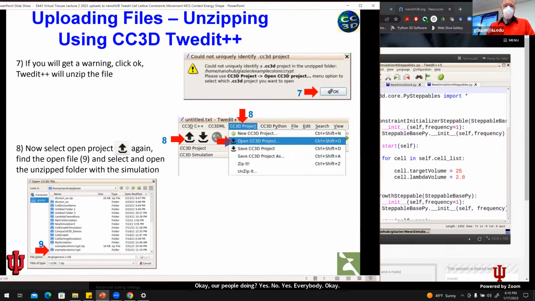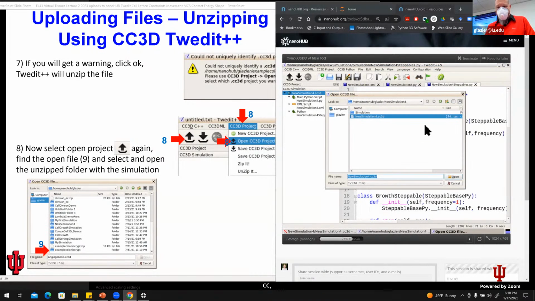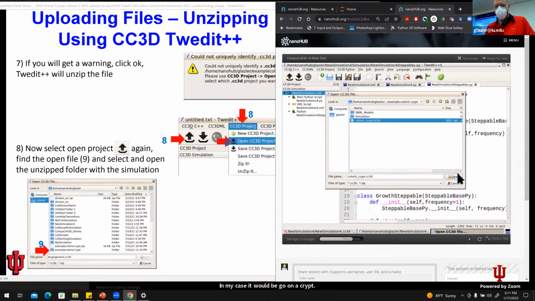All right. You get a warning. And now that it's unzipped, you have to open it. And so if people maybe have already jumped ahead of me, but you should now be able to open to that file, point to that CC3D file and open it. So in my case, it would be Colonic Crypt, Colonic Crypt, Colonic Crypt. Yeah.